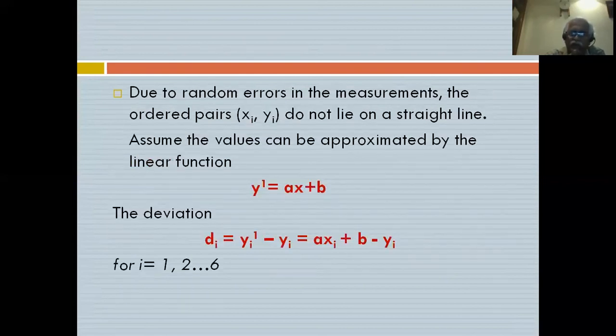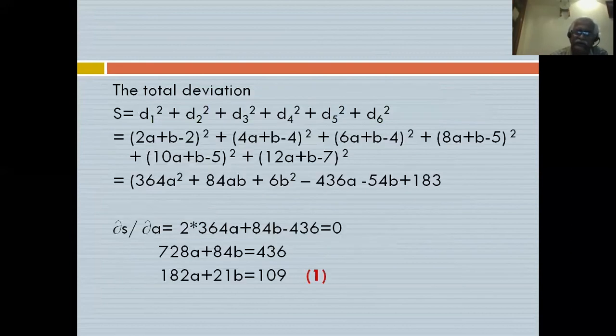So we found y equal to ax plus b. So what is the deviation of this? yi1 minus yi, where yi is equal to ax plus b. So axi plus b. Just replaced yi1 by ax plus b, and we got this equation, the deviation. Next, we try to minimize the deviation.